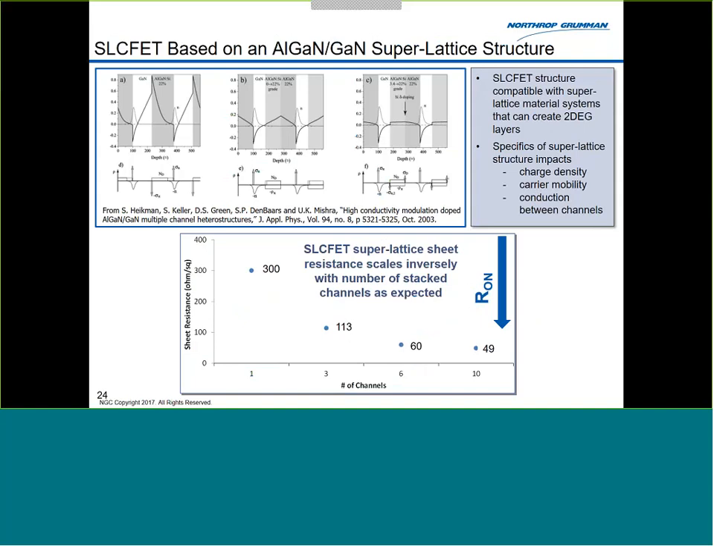And this plot on the bottom shows, as a function of channels, the measured sheet resistance for different channels. That's showing you how it is effectively scaling as 1 over n. It's not quite 1 over n, as I mentioned, because there are some scattering mechanisms that you have to account for as you go to more and more channels. But you can dramatically reduce your on resistance.